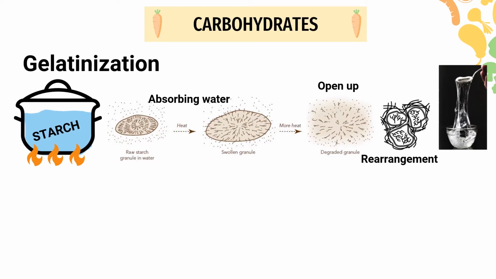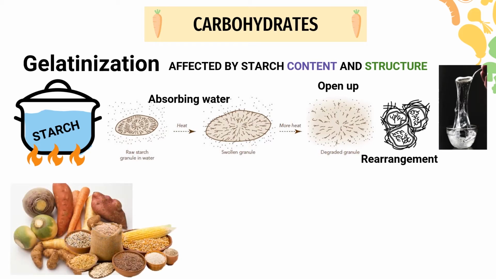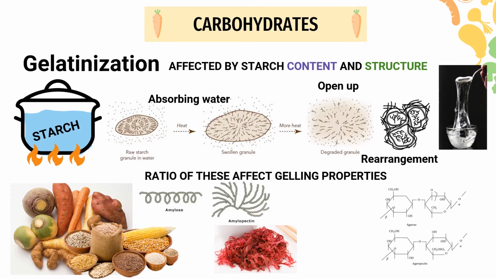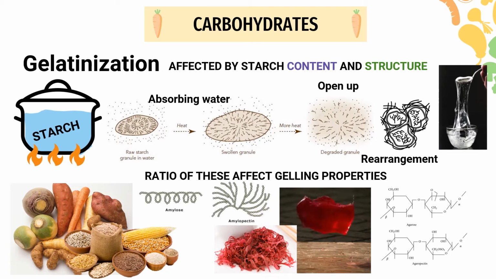The ability to entrap and hold water varies according to starch structure and content. Tubers and grains usually contain amylose and amylopectin in various compositions, causing them to have different gelling properties. Several red seaweed extracts are known for their content of the combination of agarose and agaropectin that are able to create a very strong network upon gelatinization process and hold water for more than 1,000 times of their own weight.